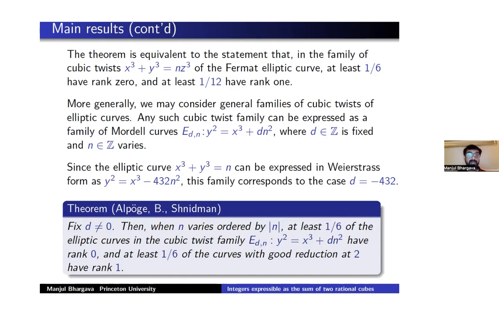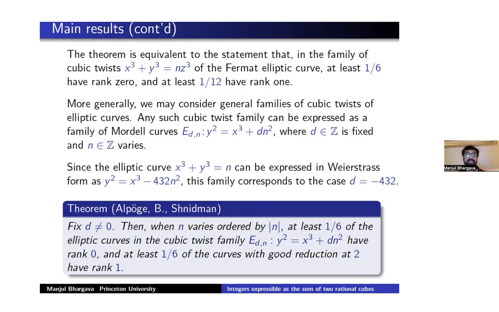And so our more general theorem is that if you fix any d not equal to 0, which you need for the curve to be non-degenerate, then when n varies ordered by its absolute value, at least 1/6 of the elliptic curves in any cubic twist family, E_{d,n}, where d is fixed and n varies, have rank 0. And at least 1/6 of the curves with good reduction at 2 actually have rank 1. So that's what we prove about a general cubic twist family.